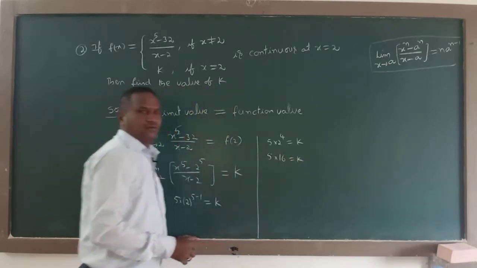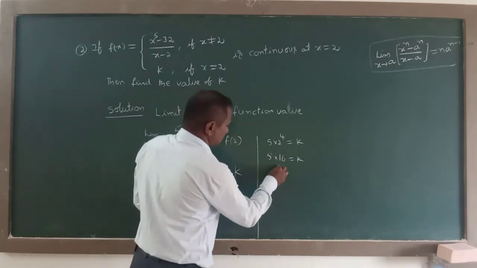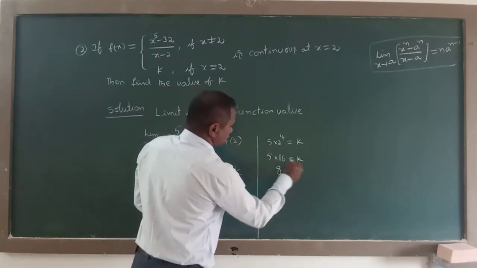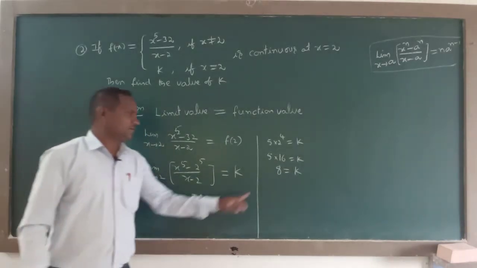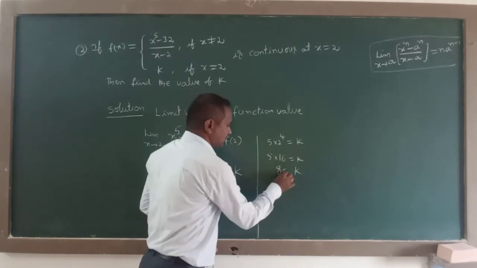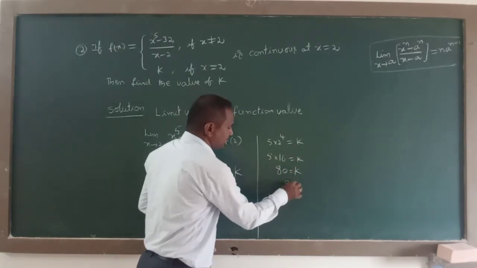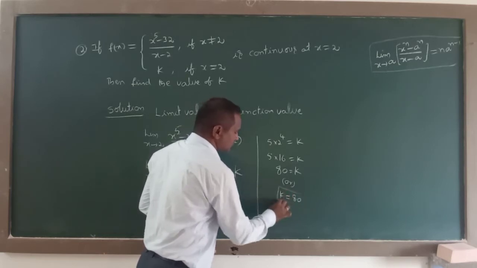16 fives are 80. 5 sixes are 30, 5 plus 3 is 8, so 80. Therefore we can write k is equal to 80. 80 is the correct answer for this question.